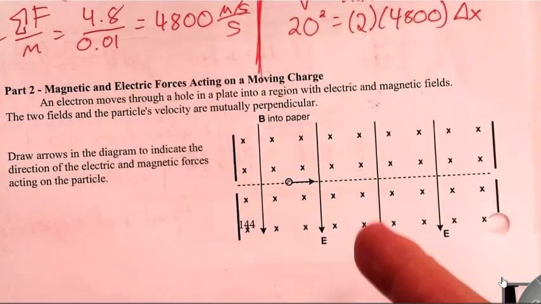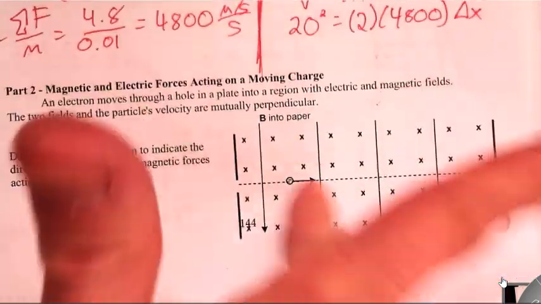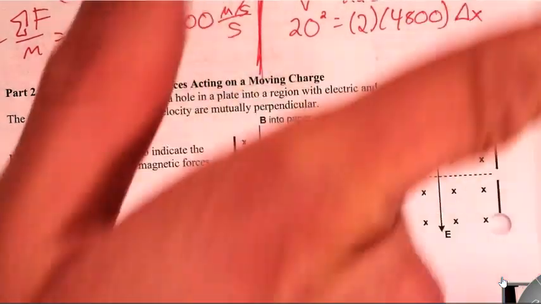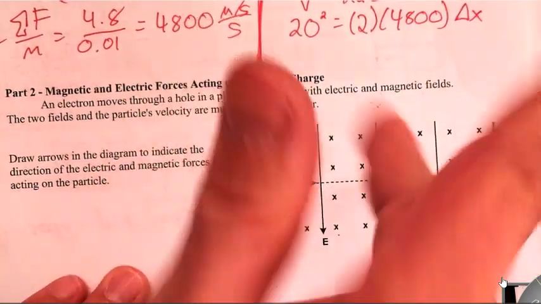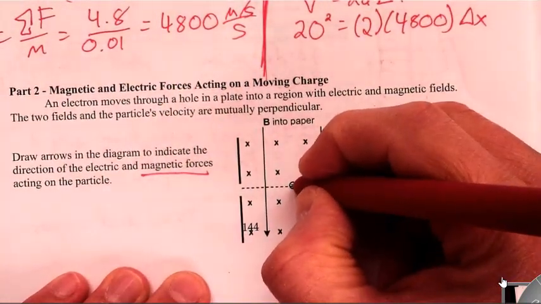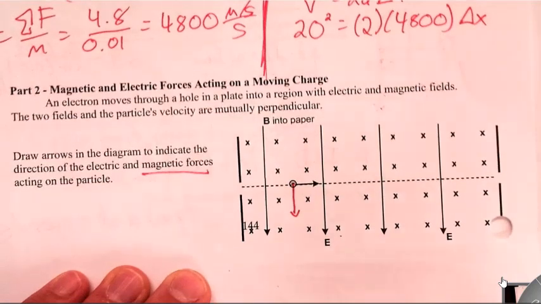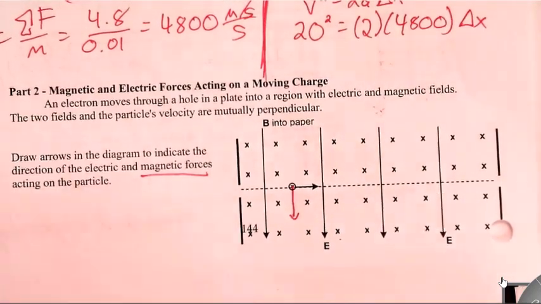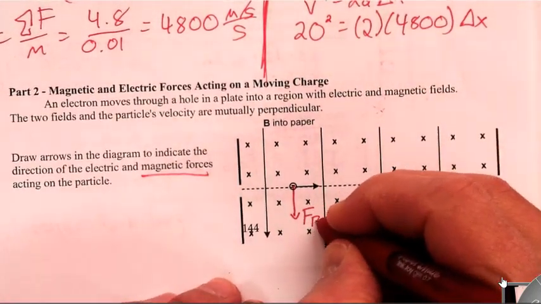Okay, magnetic force. So the magnetic field is into the page, the electron's moving this way, so the force is up. But wait, it's an electron, so everything's flipped. The force is down. So magnetic is going to be red, and the force is downwards. Okay? Now, I'm just going to label this as FB, magnetic force.